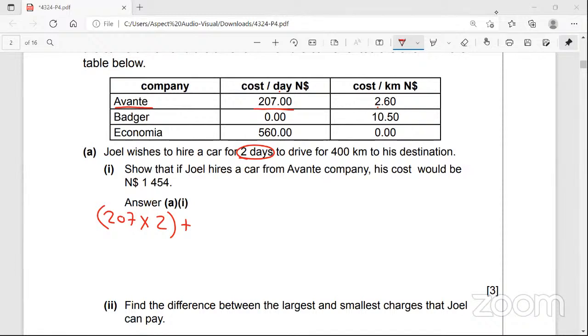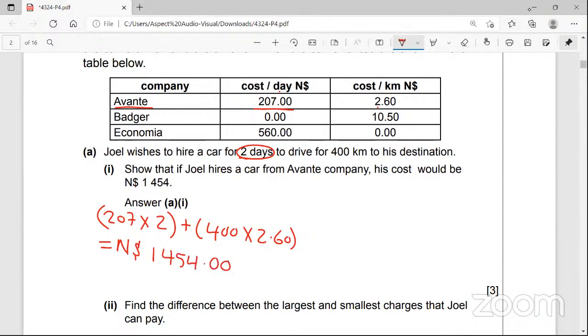Those that are online, I would not want to mute this side, so bear with us. Plus again, that's 400 kilometers, but they charge $2.60 per kilometer, so you multiply by 2.60. If you take a calculator and add all that, definitely you will get 1,454. Remember, it should always be correct to put the decimal place for money and finance. Are we fine with that one?